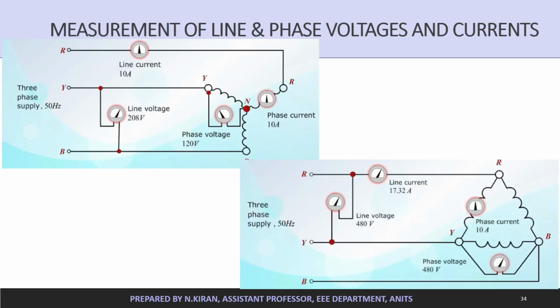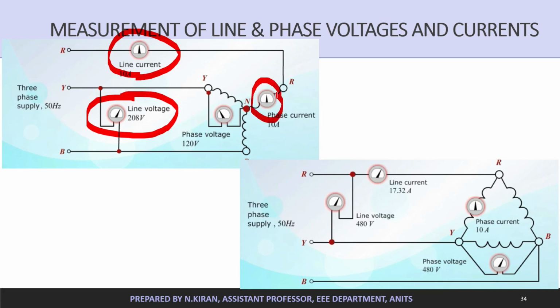Practically, this is how I can measure the line and phase values of both voltage and current in star connection as well as in delta connection. If I place my ammeter in any one of the lines, that ammeter will indicate the value of line current. Similarly, if I place my voltmeter across any two lines, that voltmeter will indicate the value of line voltage. If I place my ammeter between one line and neutral, it indicates the value of phase current, and if a voltmeter is placed between a line and neutral, then that voltmeter will give me the value of phase voltage.